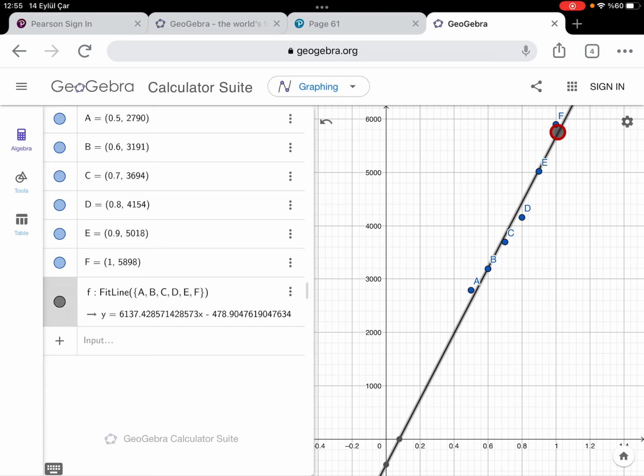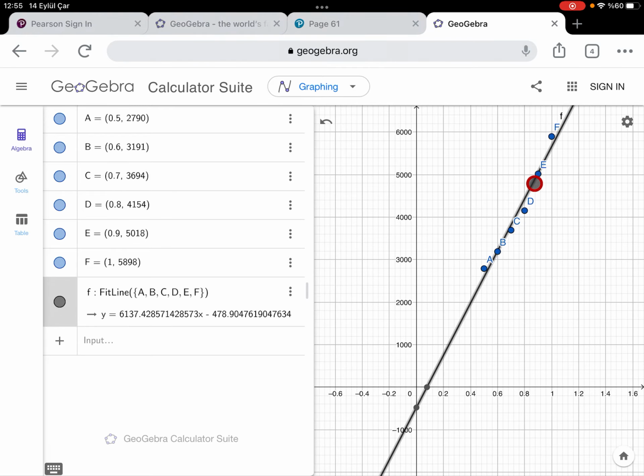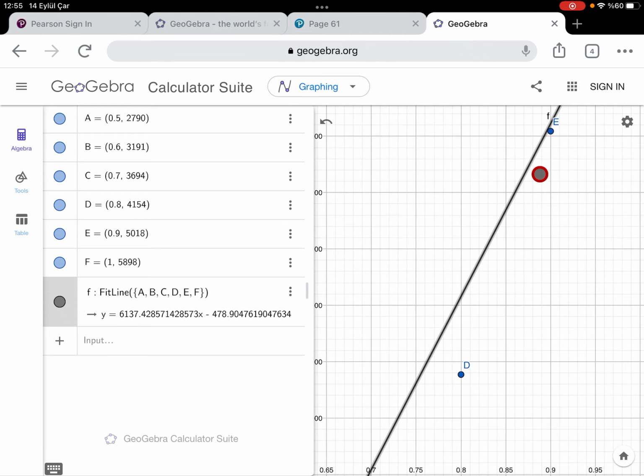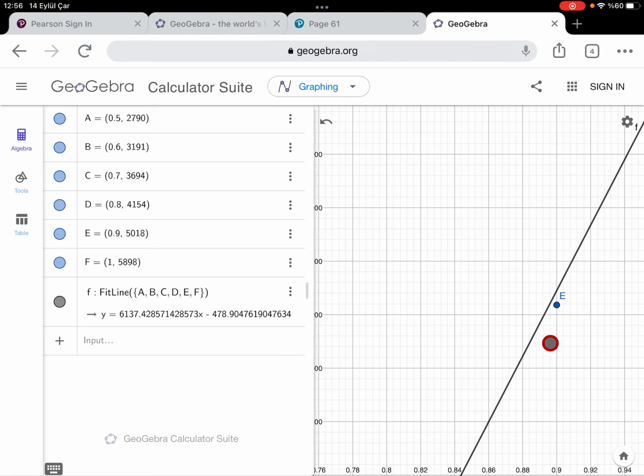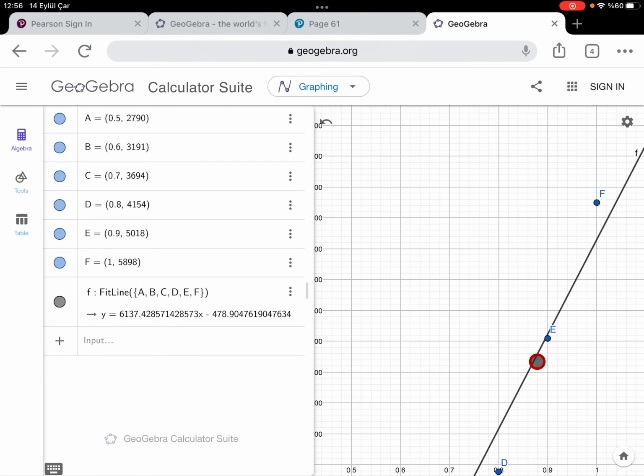The differences between the f value and this value, maybe I can explain. In the second term, we will discuss all details, but the a value is the exact value, so 5818. But for x equals 0.9, you can find the y value on the line. So this is the approximate value. The difference between them is called the residual. In the second term, you will see. The summation of the squares of these differences is the smallest for this line. Okay, so this is the best fit line.